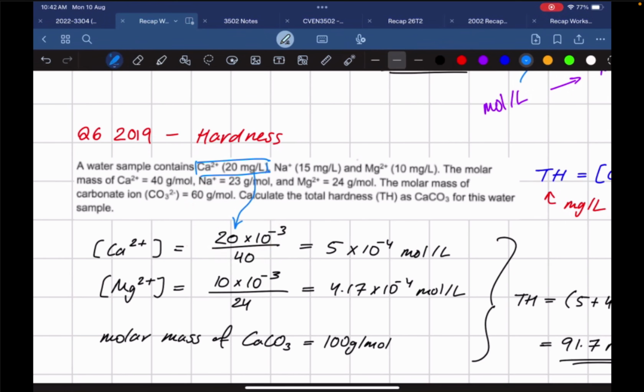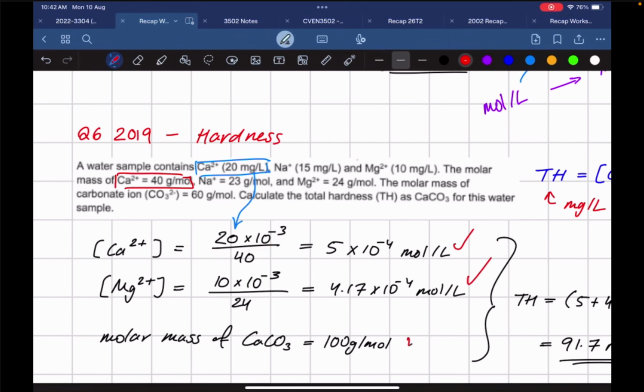I've multiplied it by 10 to the minus 3 to convert it to grams first instead of milligrams, because if you take a look at our value for the molar mass, it's in grams per mole. To keep the units consistent, you've got to multiply by 10 to the minus 3. So you've got your concentration.